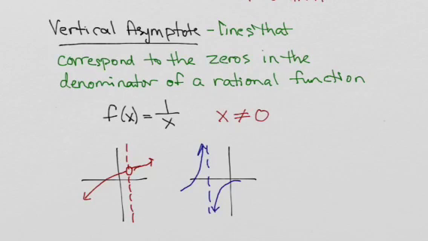All right, so how that affects us for graphing is that we're going to have vertical asymptotes. All right, asymptote, one of my favorite math words. So what is an asymptote? Well, an asymptote is a line that is approached but never touched, skipped over. So lines that correspond to the zeros in the denominator of a rational function, that's where we get our asymptotes.